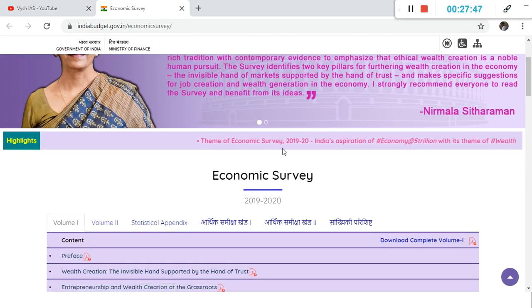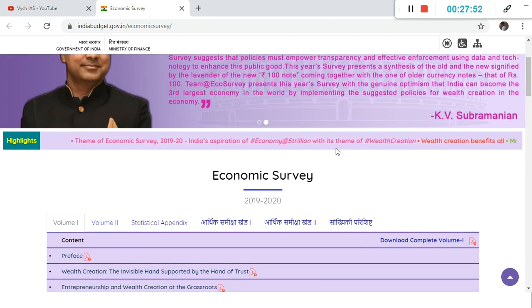What is the theme? Theme of economic survey: India's aspiration of an economy at 5 trillion, with its theme wealth creation. Wealth creation is the theme. And another thing you would have noticed, this color. Okay, this color is also important. Every year they will have one theme and one color.